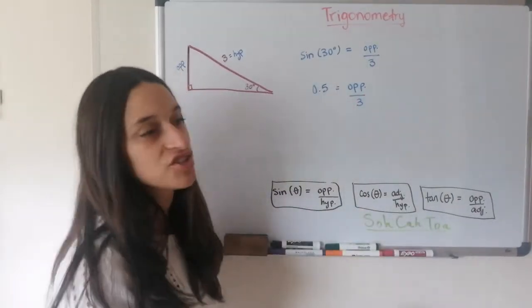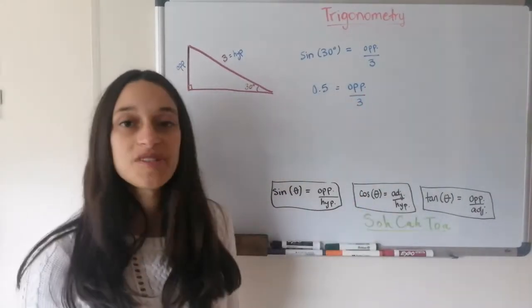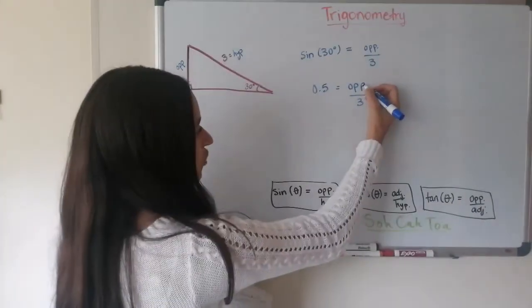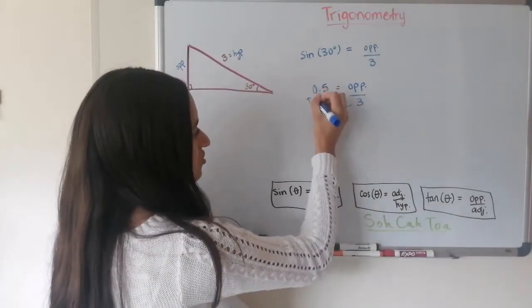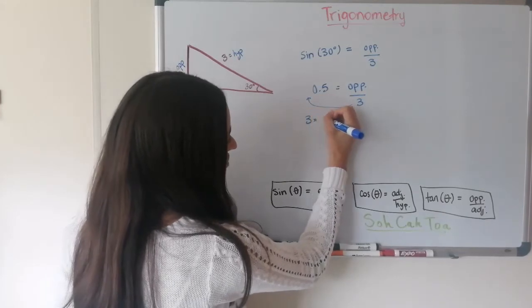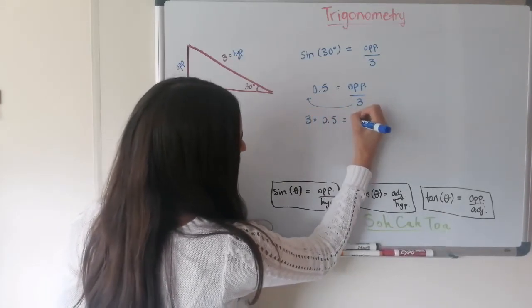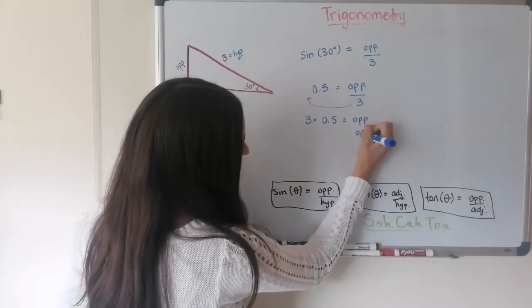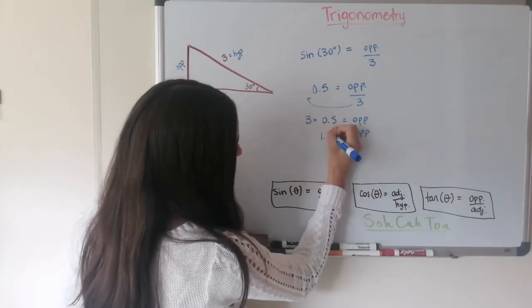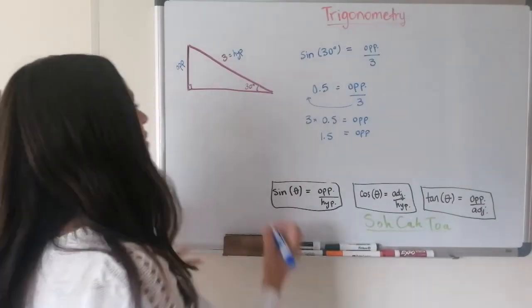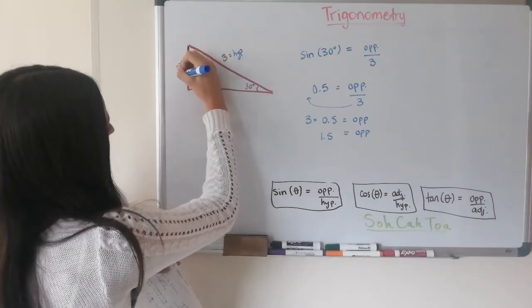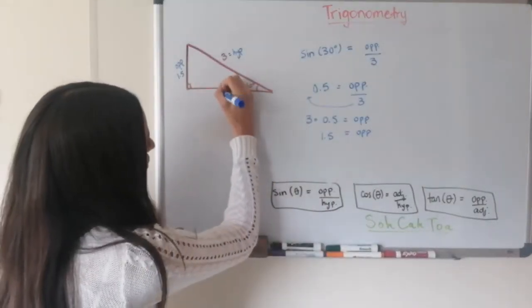So we're left with an equation that is 0.5 equals opposite over 3. That means that we can solve for opposite by multiplying this 3 here. So 3 times 0.5 is equal to the opposite. That means the opposite is 1.5. So we figured it out. This side measures 1.5.